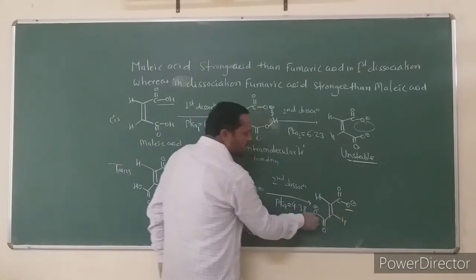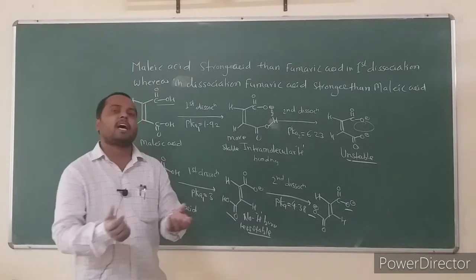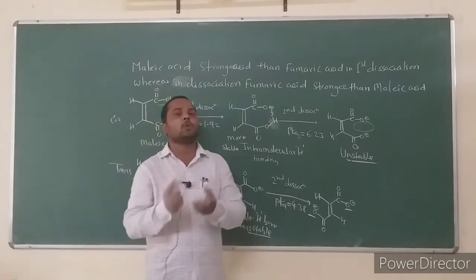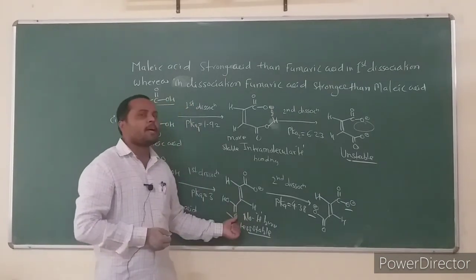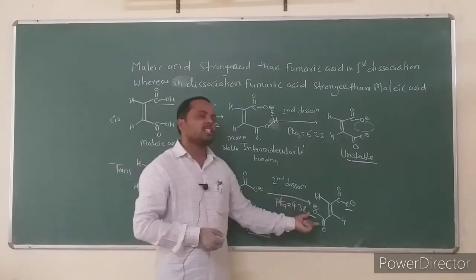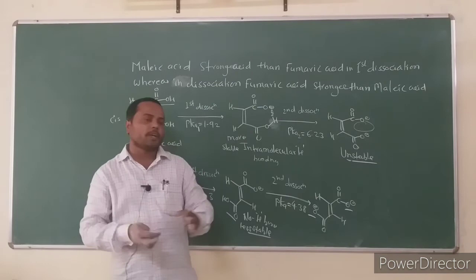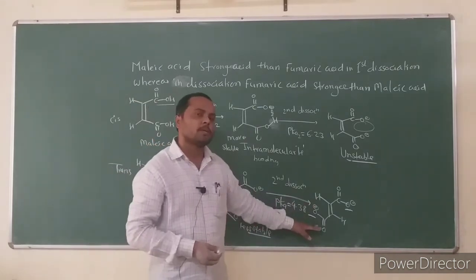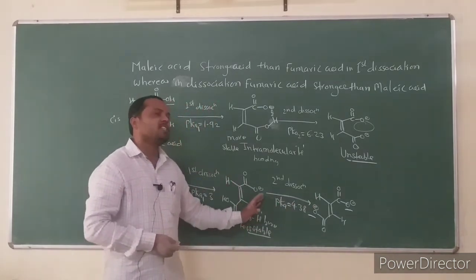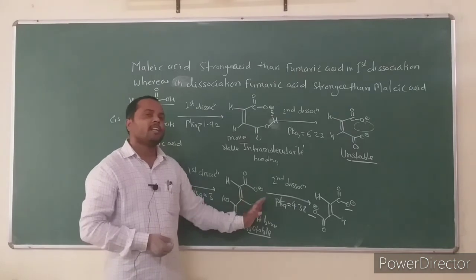This negative oxygen and the other negative oxygen are opposite to each other. There is no repulsion and no intramolecular hydrogen bonding. There is no repulsion of two electronegative oxygens. Its conjugate base of fumaric acid is more stable. The second dissociation of fumaric acid is very easy.